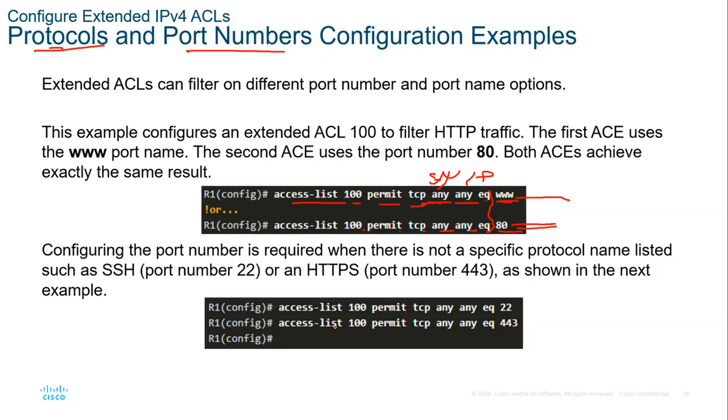Then here we have another example. Here 22 is SSH, secure shell. And when it comes to 443, it's HTTPS. So these are two different protocols that are permitted: SSH, secure shell, and HTTPS, secure hypertext transfer.